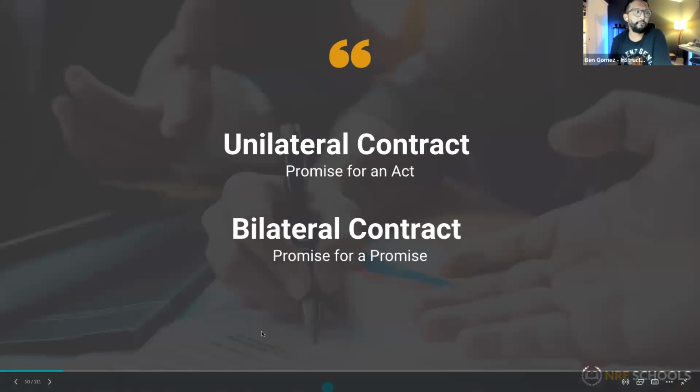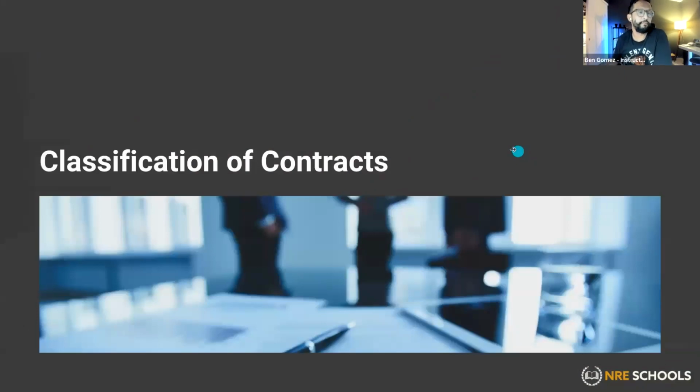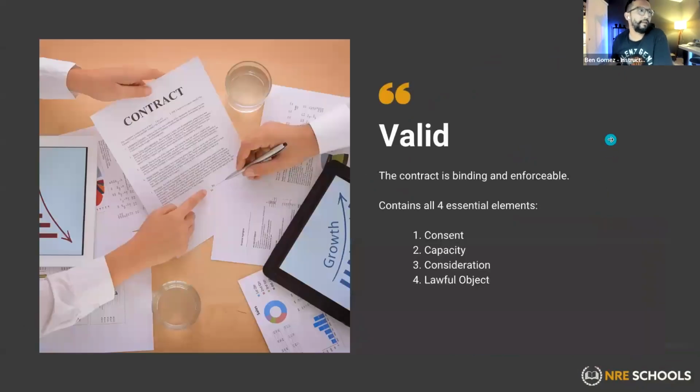We've got to know this. Important: uni, one. Bilateral, two. Promise for a promise, promise for an act. Keep that in our minds. A lot of the questions that you get on your practice exams, you're never going to get something like, what is a unilateral contract? No, it's going to give you some situation, and you're just going to have to read the question, read the answers, and make the best guess. So we have to know this concept of uni and bilateral, but that vocabulary of that prefix is important to know. All right, let's go to classifications.